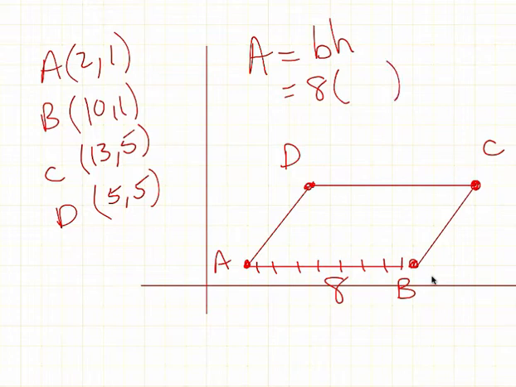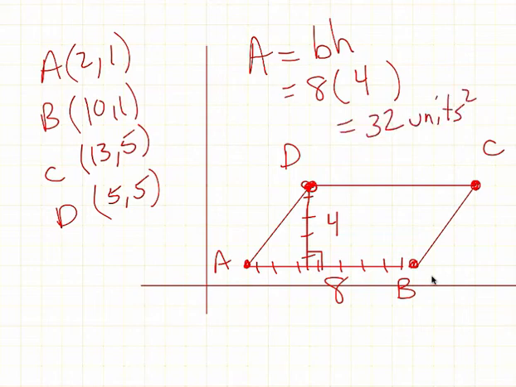And remember, the height is always drawn perpendicular. So I could start at this vertex D and draw straight down, and that's going to represent my height. And I can count that too. That's 1, 2, 3, 4 units in length. So the area of this parallelogram is simply 8 times 4, or 32 units squared.